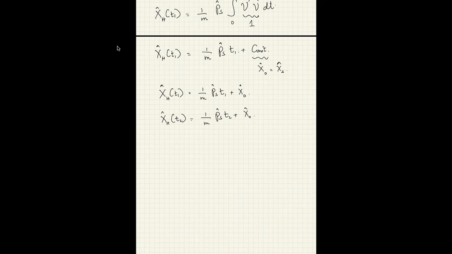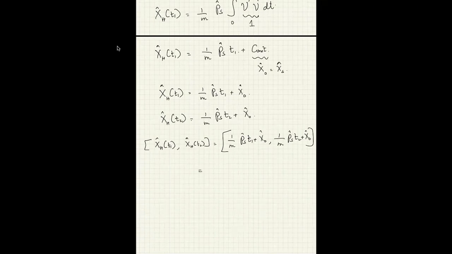So notice that the first and the second operators do not commute because they are functions of both p and x. And since p and x in the Schrodinger picture do not commute, X Heisenberg at time t1 and X Heisenberg at time t2 do not commute. Let's evaluate this commutator. X Heisenberg at t1, X Heisenberg at t2 is equal to 1 over m p t1 plus x0, comma 1 over m p t2 plus x0.